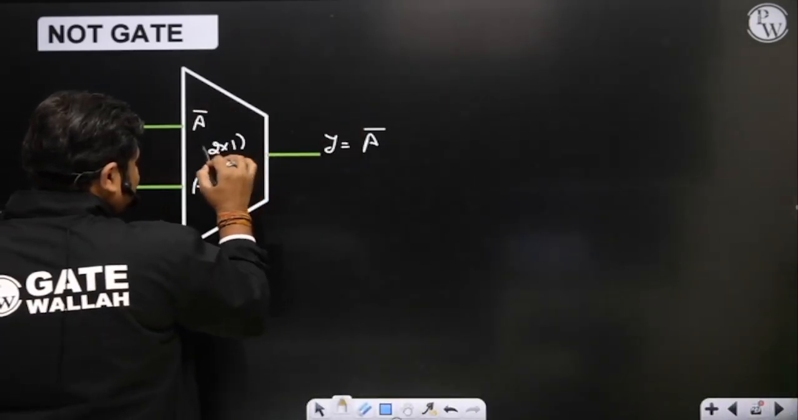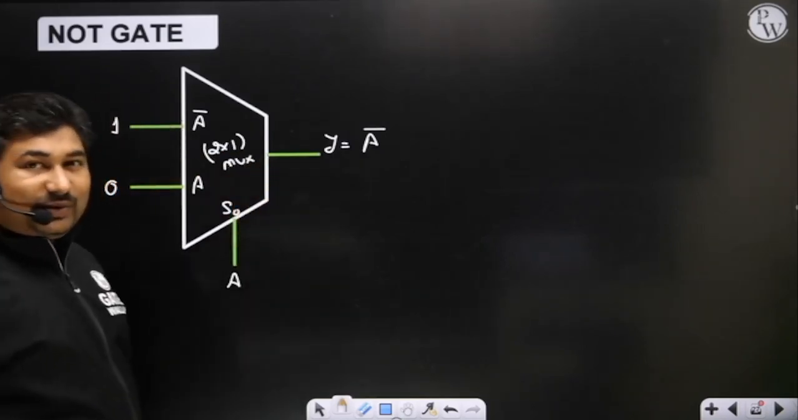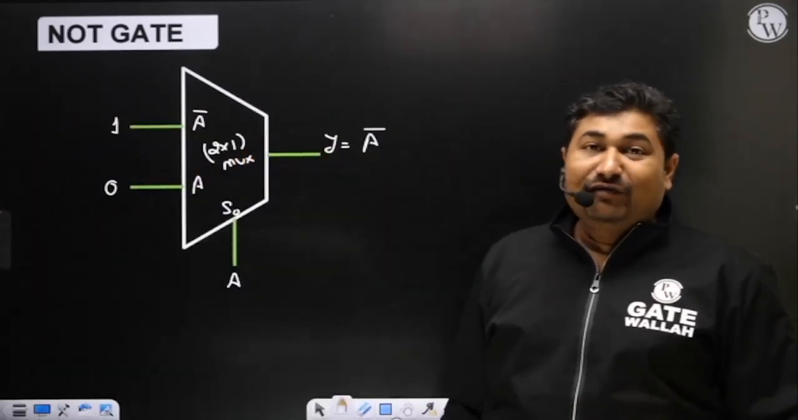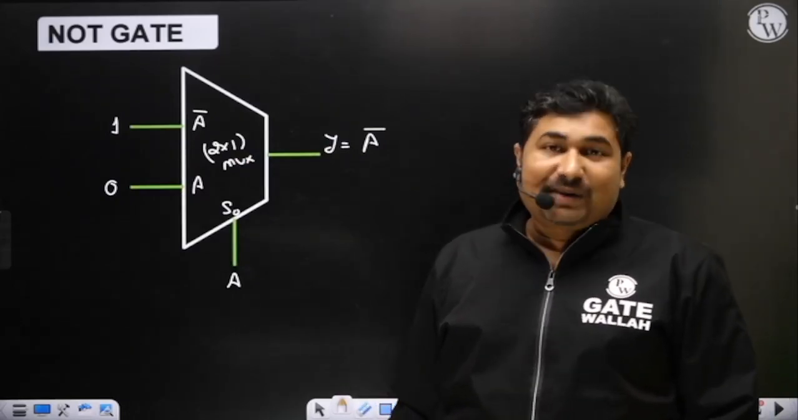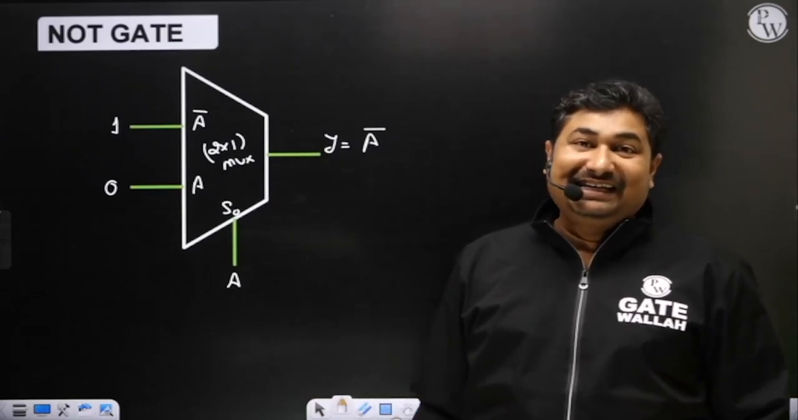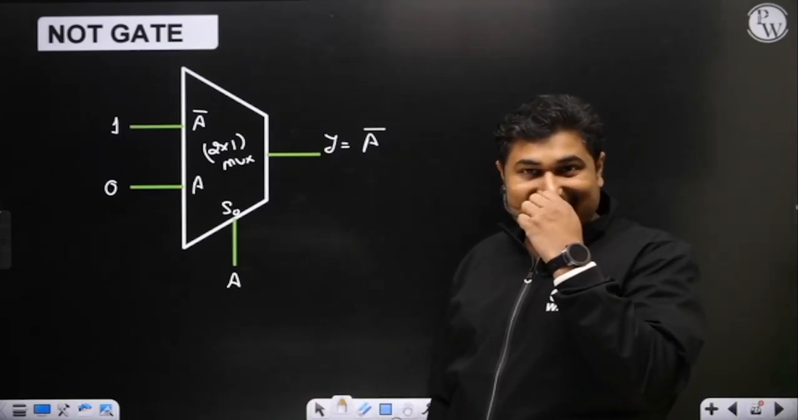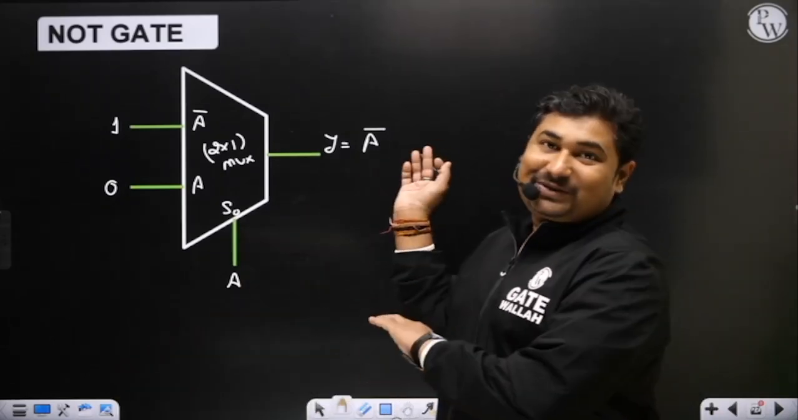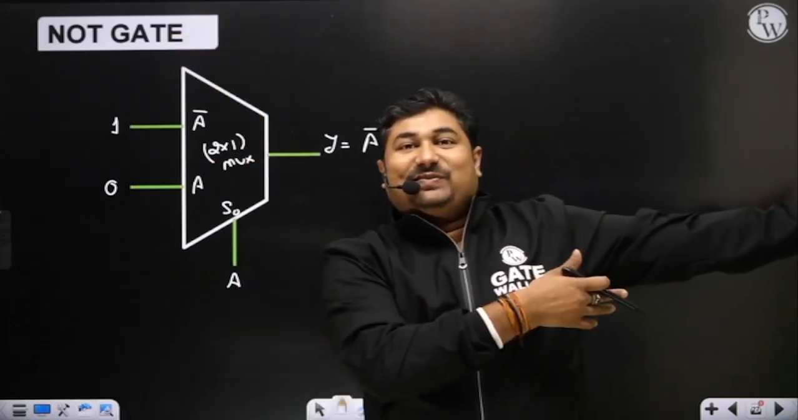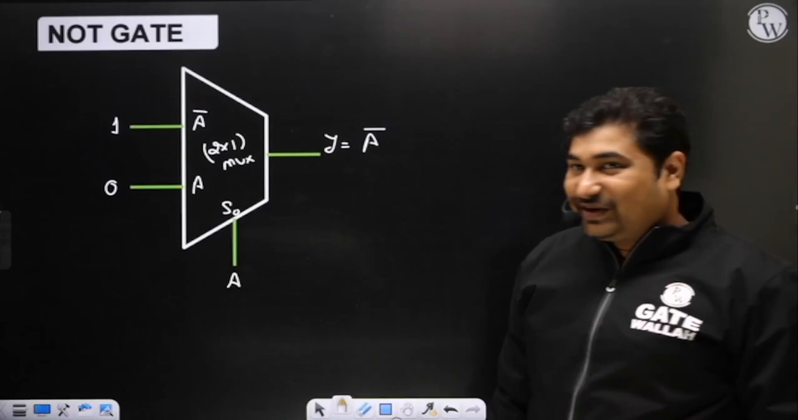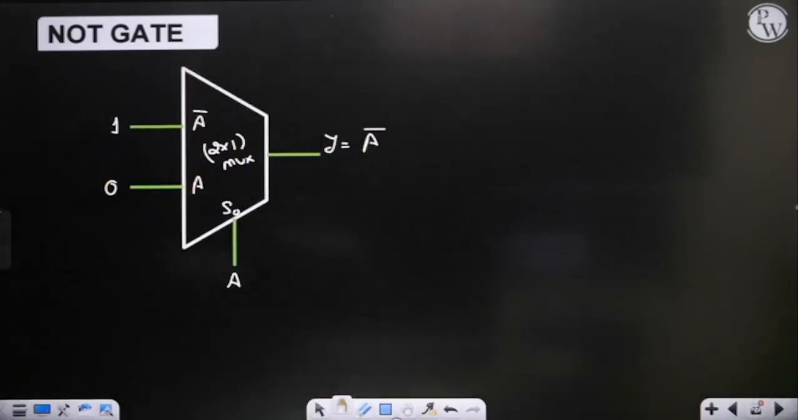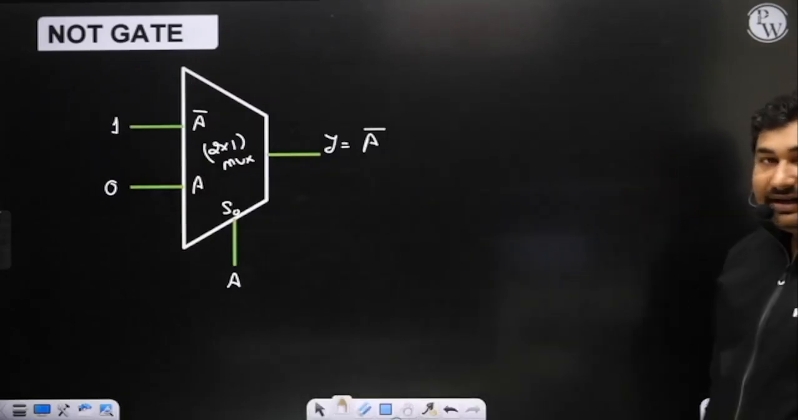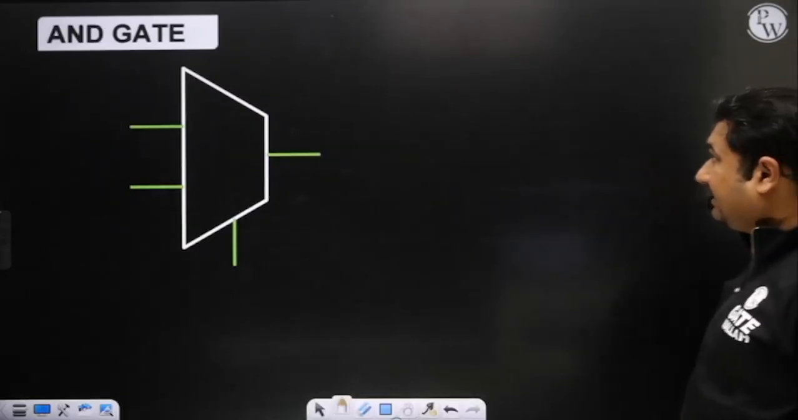So now we are able to understand from where the inventor thought about the multiplexer. If we put all the input conditions onto the select line, and we just put the truth table onto the inputs, we will get the output. So now we understand from where the inventor of the multiplexer thought about designing the multiplexer. Is it okay? So now you know about the NOT gate. Clear? Great.